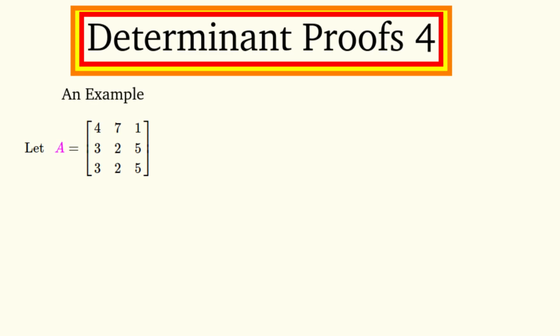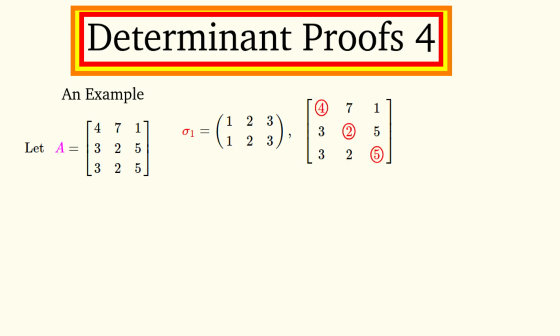We'll look at an example of a 3x3 matrix that has two identical rows. The second and third rows are identical. We'll look at the first permutation of length 3. This is the identity permutation and it doesn't change the input. The output is equal to the input. And these are the numbers that it corresponds to in calculating the determinant of this matrix.